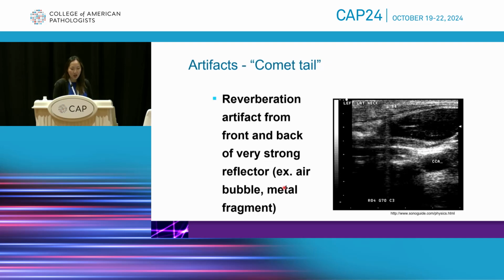Other artifacts you can see, you can get reverberation artifact. This is not my image of a BB, again, conveniently labeled, in someone's neck. And a very strong reflector, an air bubble, a piece of metal, is going to create this comet tail artifact behind it. You can actually see this in the thyroid. If you have a really coarse calcification in a thyroid nodule, you can get a little bit of comet tail behind that. And I think this one is more obviously an artifact. You're not going to go, oh, there's some linear thing in the patient's neck, but just good to be aware that that's something that can happen.